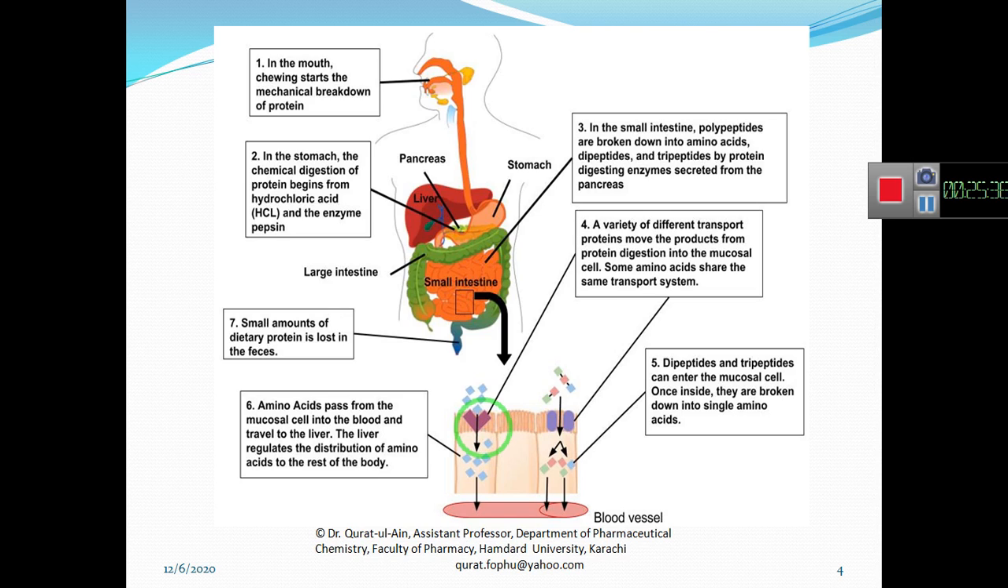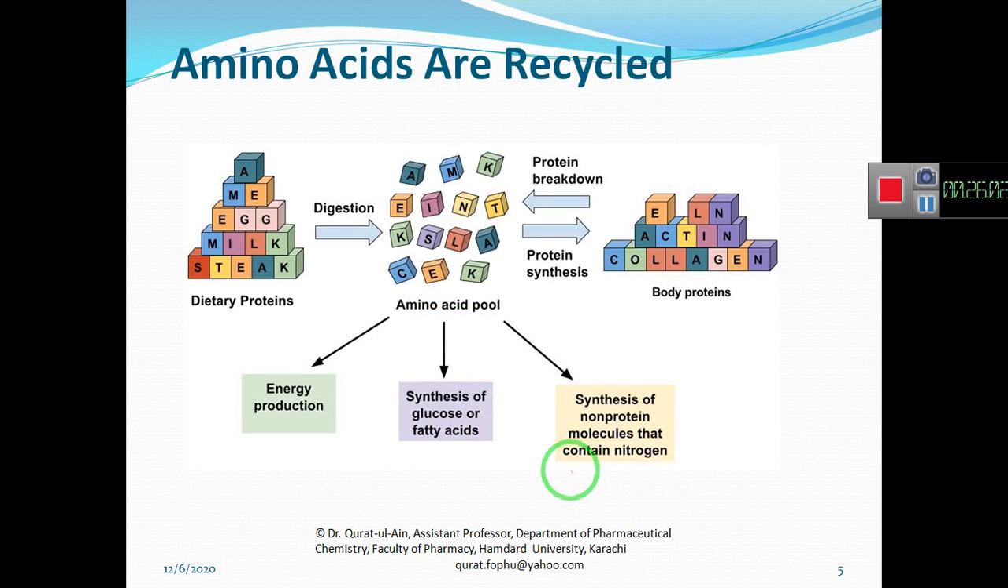Absorption takes place with the help of transport proteins. For that we use ATP. So by the process of active transport, these small transport proteins transfer this amino acid into the microvilli cell. So from the microvilli cell, they enter into the blood vessel and are then transported to the liver. From the liver, they are transported to the rest of our body.